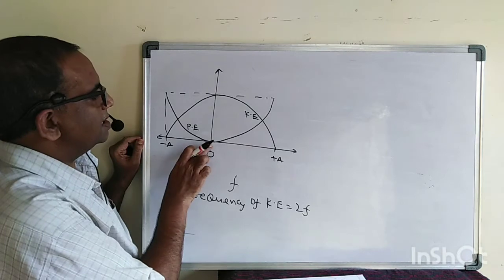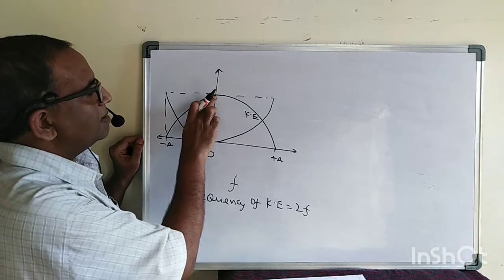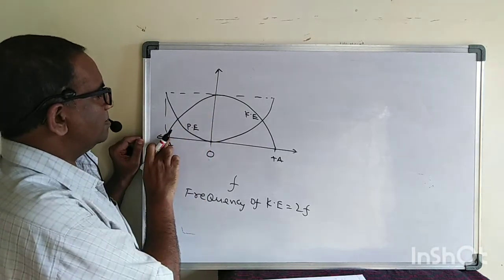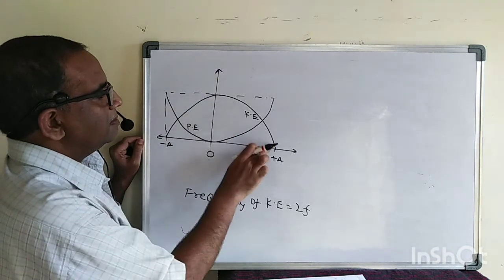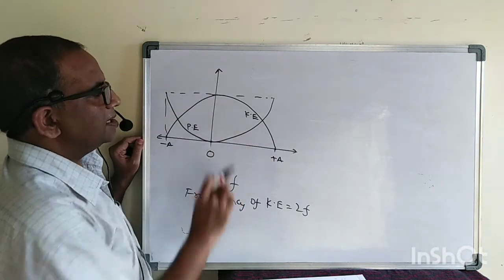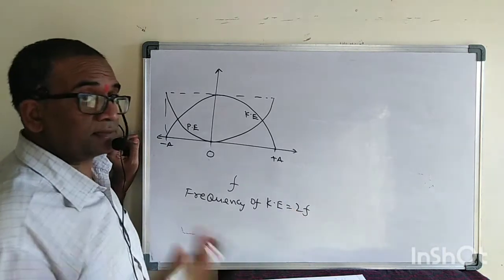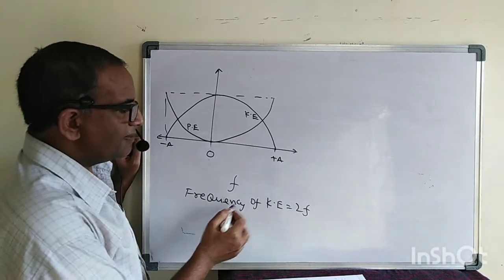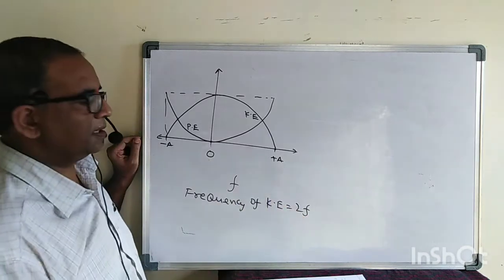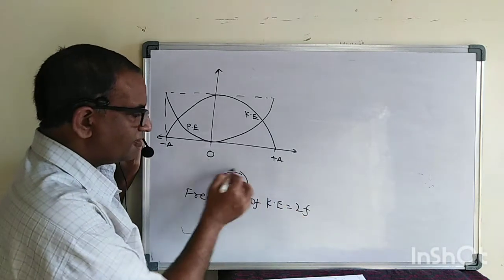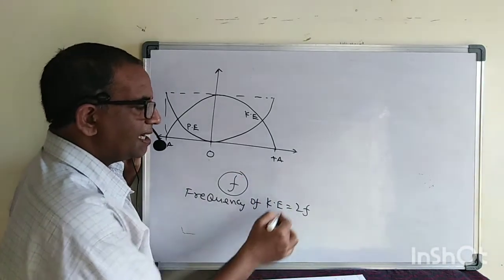See here, for example, starting with maximum, again minimum, again maximum, again minimum, and again maximum. See how many times the energy is changing here. So it is changing 2 times. That's why the frequency of kinetic energy is 2F. If the frequency of the particle is F, then the frequency of kinetic energy is 2F here.